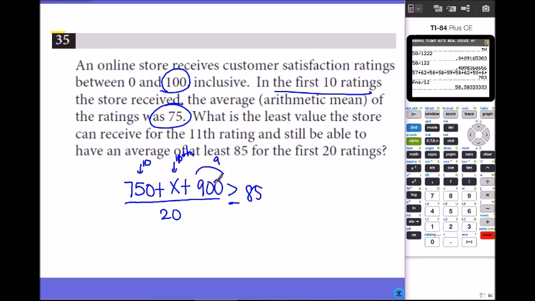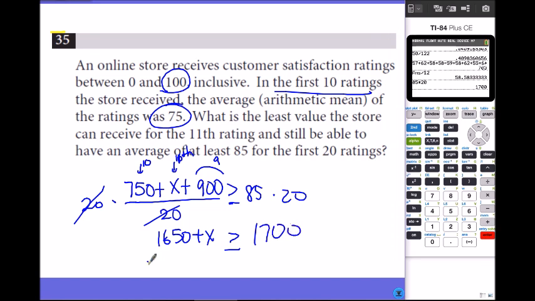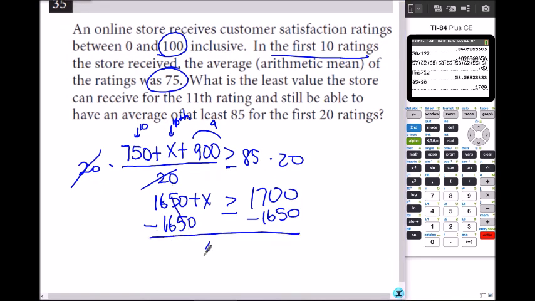So you just have to solve for x. So 750 plus 900, which is 1650, plus x, greater than or equal to, let's multiply by 20 on both sides to get rid of the 20. So 85 times 20, I get 1700. So when you move 1650, I get x must be greater than or equal to 50. So your answer can be at least 50.